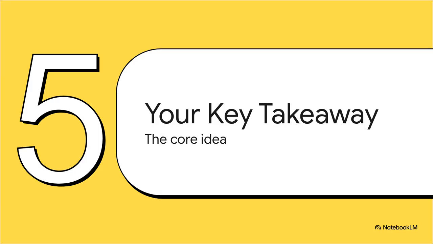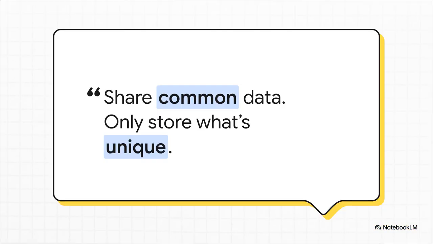All right, we've covered the problem, the solution, and how it all works. So if you're going to remember just one thing from all of this, what should it be? This is it. This is the entire philosophy boiled down to one simple sentence. The Flyweight pattern is all about finding what's common, sharing it like crazy, and only worrying about storing what is truly unique to each instance. It's just a powerful principle for writing lean and efficient code.